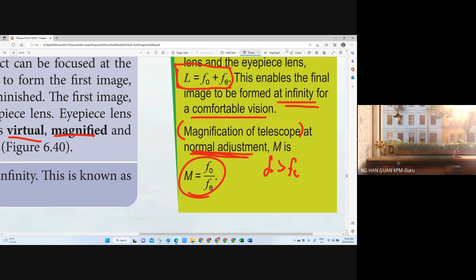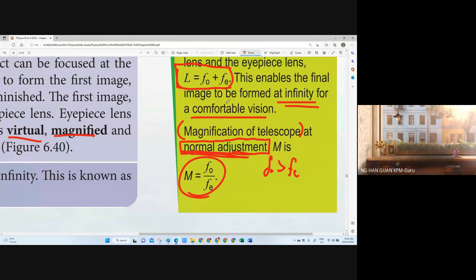So it's not like the magnification that you learned before, where we always use image over object. No, this one we use FO over FE. It has nothing to do with object distance or image distance. It's talking about the focal length. Since we know FO is more than FE, we use FO over FE for the magnification of the telescope, at normal adjustment only. All right, FO over FE.